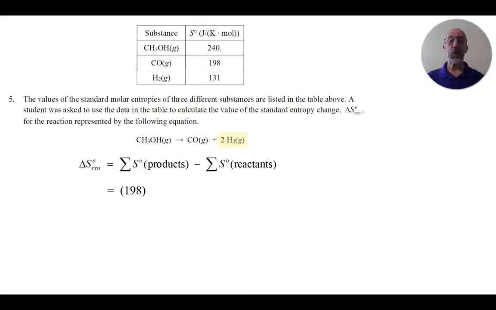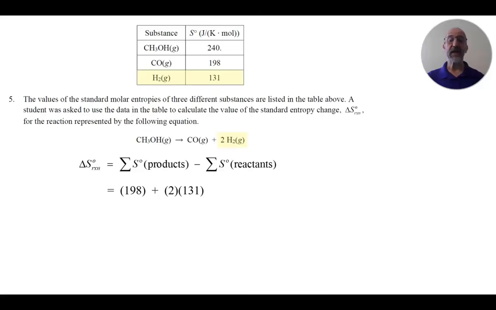Notice that in this equation, there is a coefficient of 2 next to the hydrogen. So if 131 is the absolute molar entropy for hydrogen with units of joules per Kelvin mole, well, what if you have 2 moles of hydrogen gas? Then you would need to multiply that value by 2. So that is the mistake that the student made in their setup for this calculation. The student neglected to use the coefficient, in other words, ignoring the stoichiometry from that balanced chemical equation.